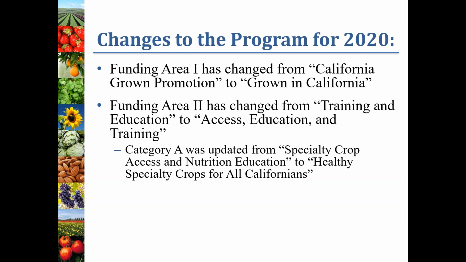Category A was changed to Healthy Specialty Crops for All Californians. This was to better align the category with Governor Newsom's California for All vision and build upon the emphasis on California as a concept for this program in a way that it is already present in the market enhancement funding area.